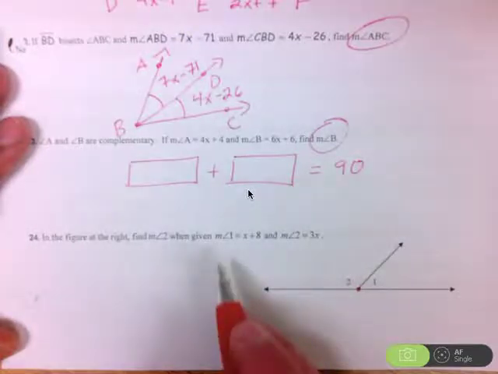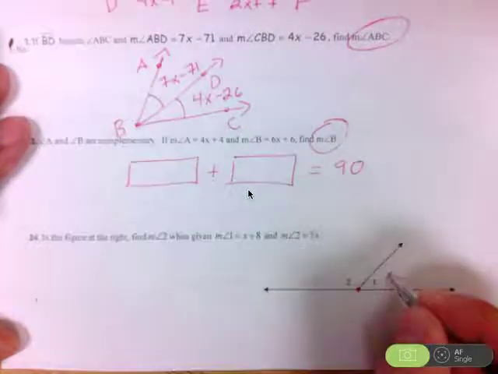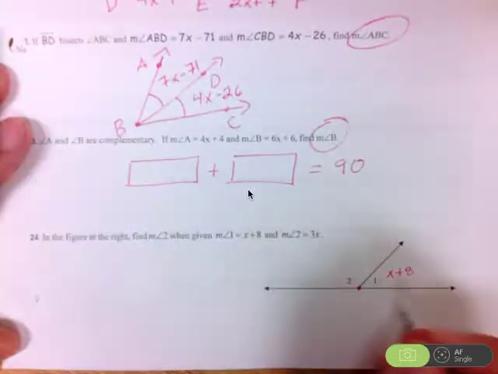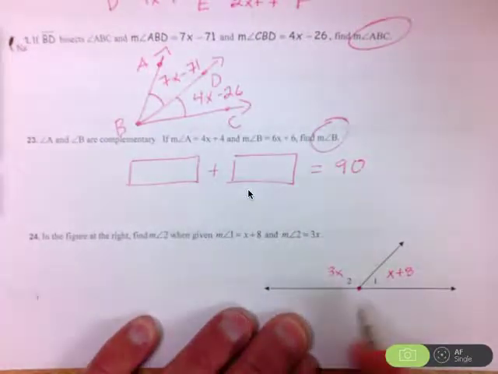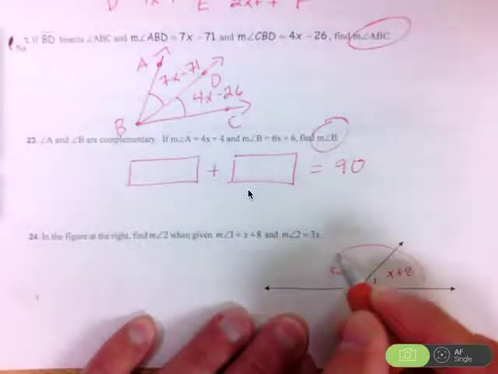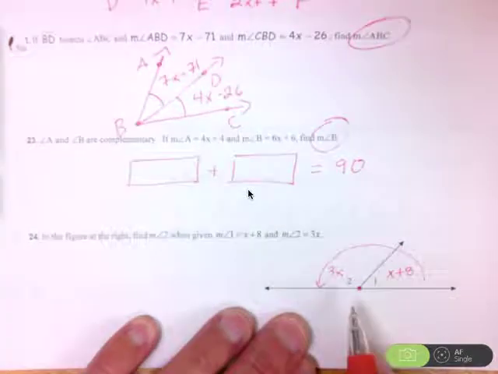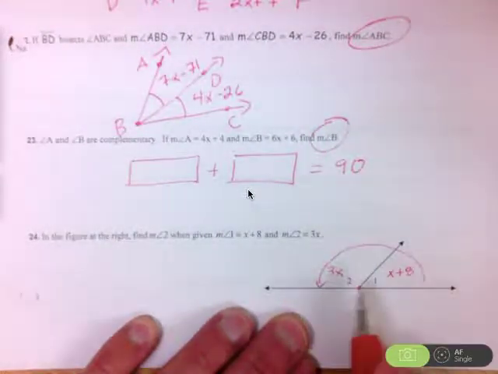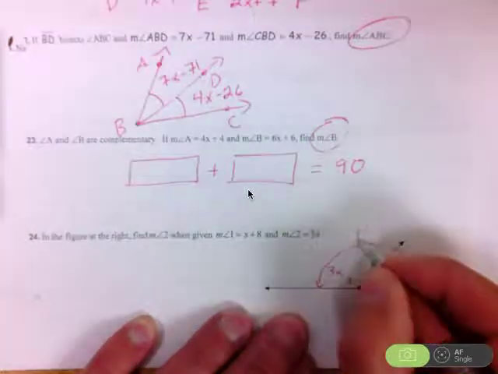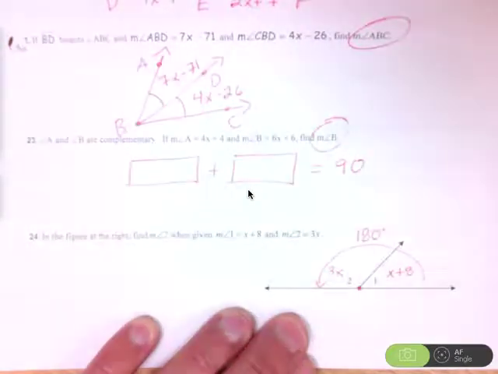So you should label angle 1 as x plus 8. Angle 2 is 3x, and then you have to decide how those two angles relate, and this is the key. Those two angles form a linear pair. Because a straight line is measured as a 180-degree angle, I know that those two measures, the 3x and the x plus 8, have to add up to make 180 degrees.